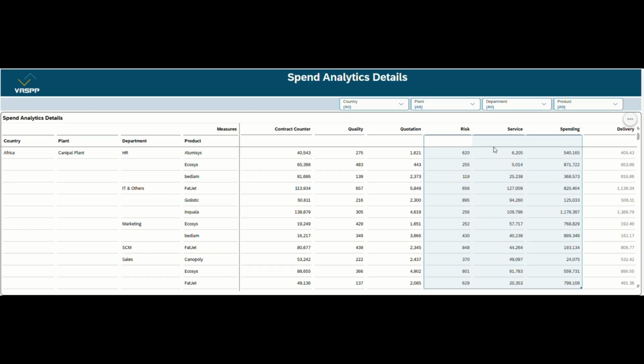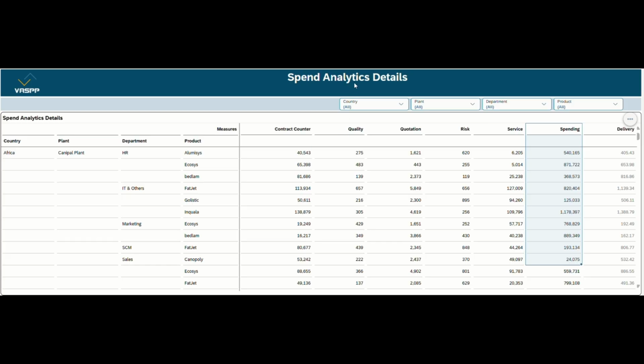Next, cost optimization. For finance teams, this dashboard is a game changer. It gives full visibility into where money is going, helping you identify high-cost areas, track spending against budget, and find opportunities to reduce costs, whether by consolidating suppliers or rethinking purchasing strategies.